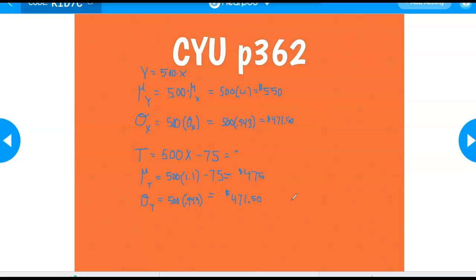So this is kind of shown on, again, at the bottom of page 362. If you add or multiply by a value, we would do that to the mean. If we add or multiply a value, we only multiply times standard deviation.